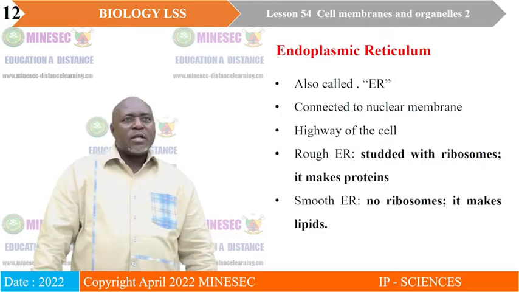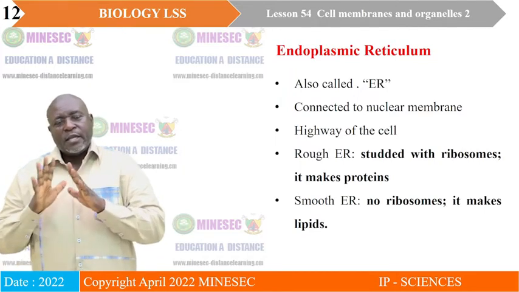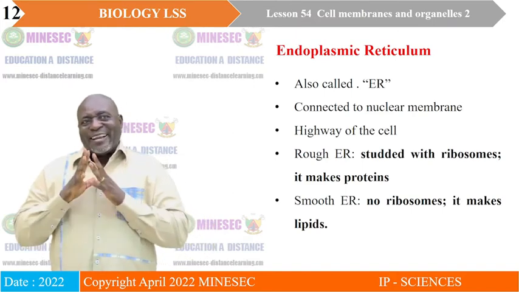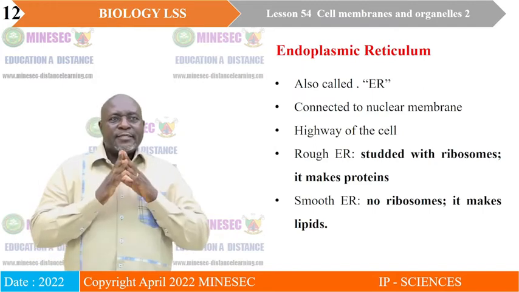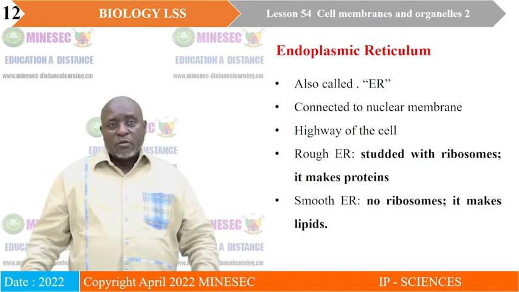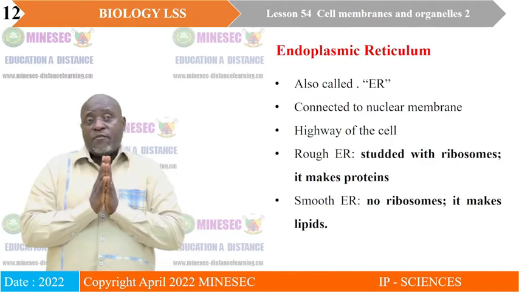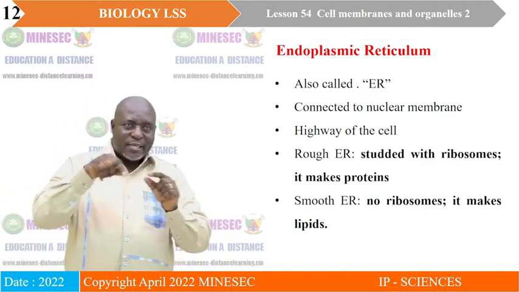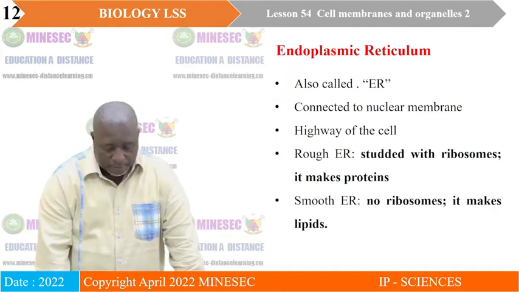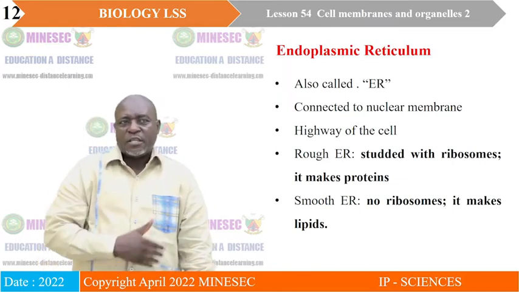Now, we're going to look at the first of the organelles. And this organelle we're looking at is the traffic system that we saw in the city. The traffic system. Endoplasmic reticulum. We call it ER for short. So we see ER, it's endoplasmic reticulum. And now you can see that it is connected to the nuclear envelope. The nuclear membrane is connected to it. So it's a continuous membrane that folds. We're going to see it on the diagram. So it's the highway of the cell, same as the traffic system that is found in the city.